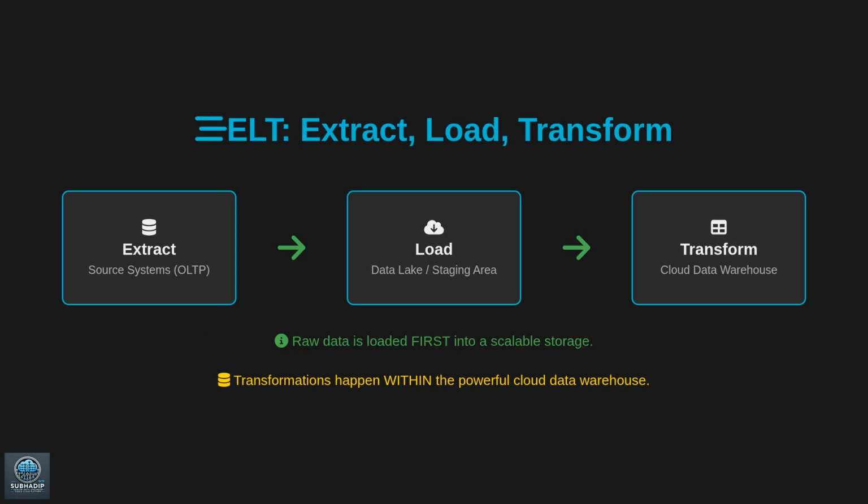Now, let's look at ELT. Extract, load, transform. Here, data is extracted from the source systems and immediately loaded, often in its raw form, into a highly scalable data lake or staging area. The transformations, such as cleaning, joining, and aggregation, then occur directly within the powerful cloud data warehouse itself, leveraging its compute capabilities. The key distinction is that raw data is loaded first.